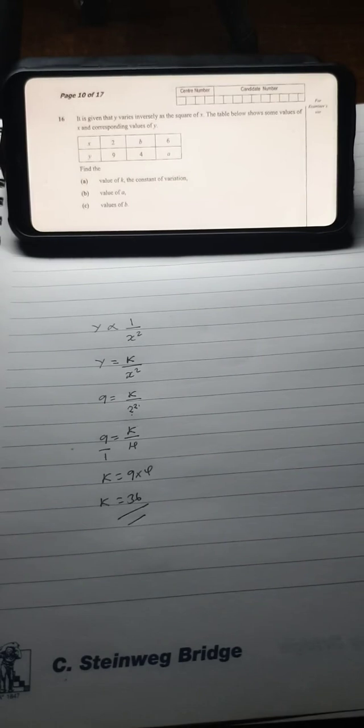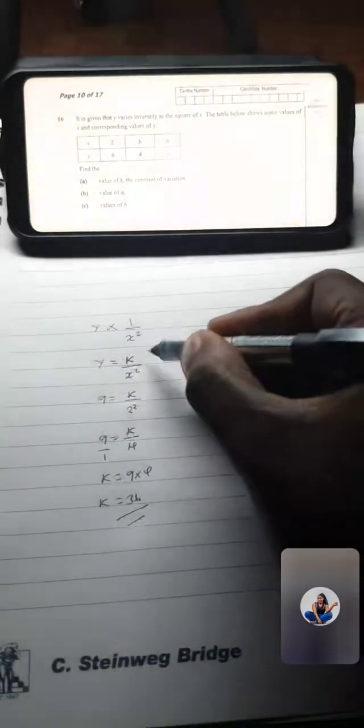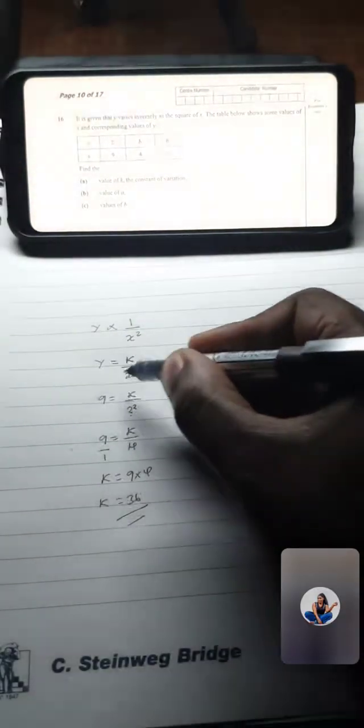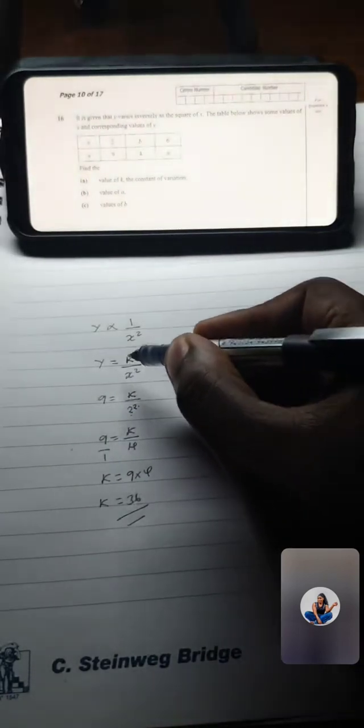Come and find the value of A. Bopeze the value of A. Anita, Jemima, come and find the value of A. Joy, you're welcome. Kamson, Tia, Mami, I know you get it. We are using this formula, okay? We are using this formula.